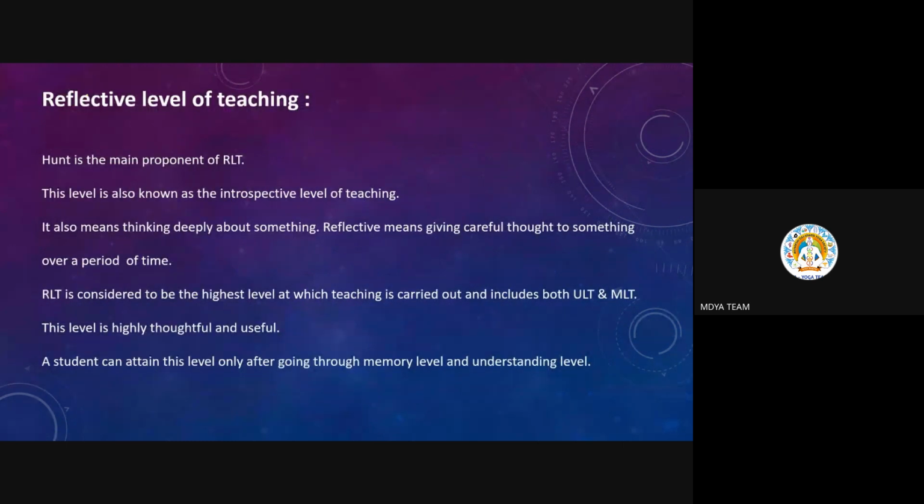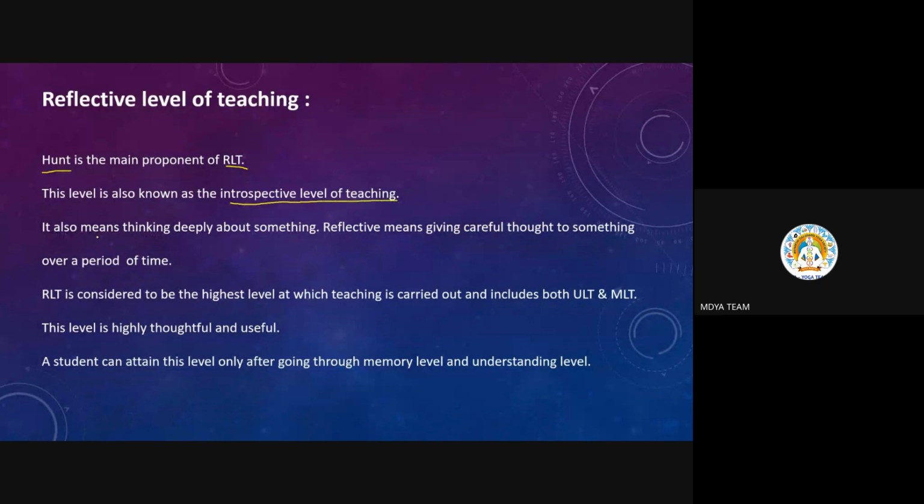Now reflective level of teaching. Hunt is the main proponent of reflective level of teaching. For memory level, it is Herbert. For understanding level, it is Morrison. And for reflective level of teaching, it is Hunt. It is also known as the introspective level of teaching.